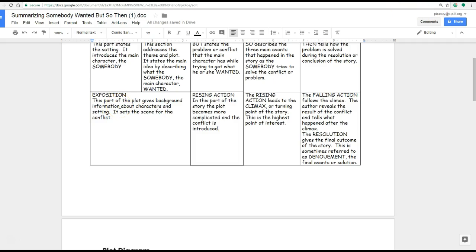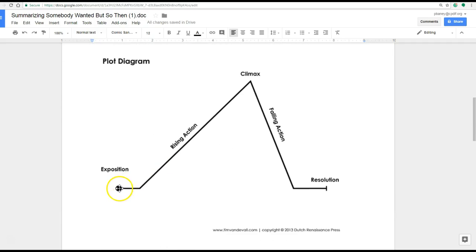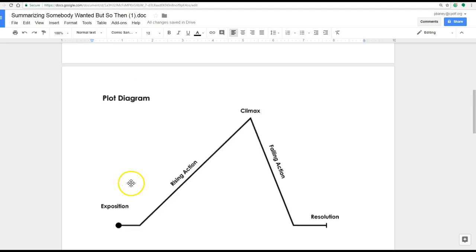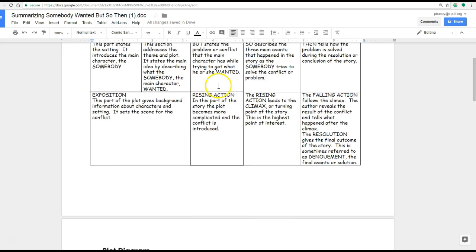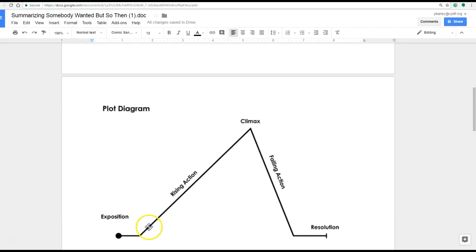This is the part of the plot that gives the background. So we can even look at it here. Here's the exposition. This very first part of this plot diagram gives you all of the background information. It makes you either love or hate the characters. It makes you feel happy or sad for them. Then we get into the rising action, and this is the but part. This is the problem. What are the issues going on? In some movies, someone may have been kidnapped or taken hostage. So the rising action comes.